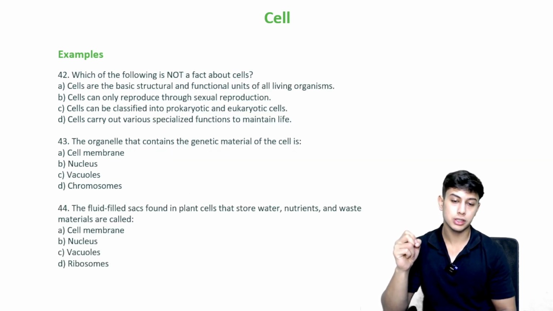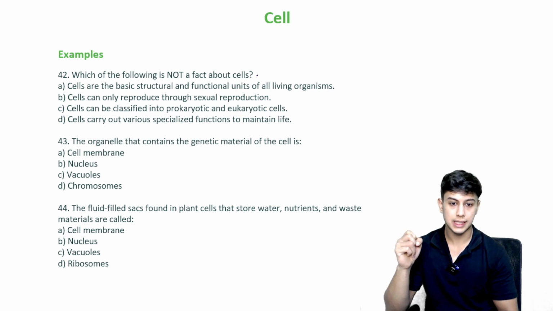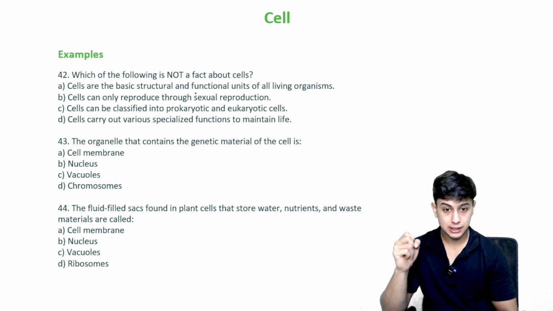Which of the following is not a fact about cells? Cells are the basic structural and functional units of all living organisms. Cell can only reproduce through sexual reproduction. Cells can be classified into prokaryotic and eukaryotic cells. Cells can carry out various specialized functions to maintain life. The correct option is option B, that they can reproduce only through sexual reproduction.